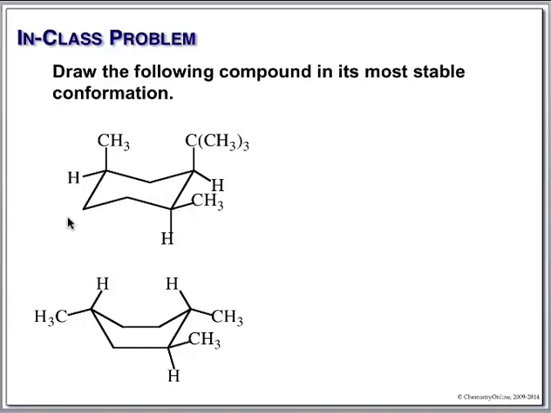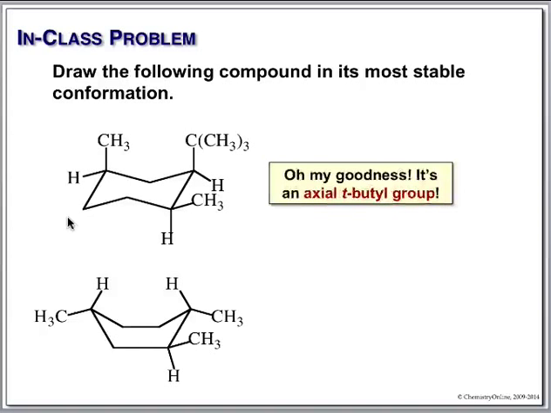Now, you know how I really do this, to be honest. We show this like grabbing corners and moving them up and down and stuff like that. The way I do it, and the way I suggest you might think about it, is to say, okay, this is bad. I have a tert-butyl group here that's axial. Oh my goodness. I know that has to be equatorial.